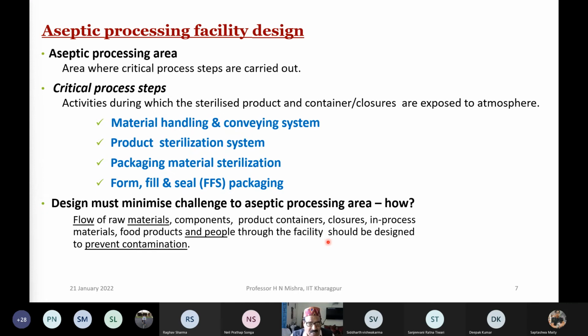Critical process steps are the activities in which the sterilized product and container closures are exposed to the atmosphere, like material handling and conveying systems, product sterilization system, packaging material sterilization, and finally form, fill and seal packaging. So the design must minimize the challenge to the aseptic processing area. That is, the flow of raw materials, components, product containers, closures, in-process materials, food products, and even more importantly the people who are operating the plant, should all be designed to prevent contamination. The facility should be designed to have a completely aseptic, zero contamination environment. That is very, very important as far as facility design is concerned.